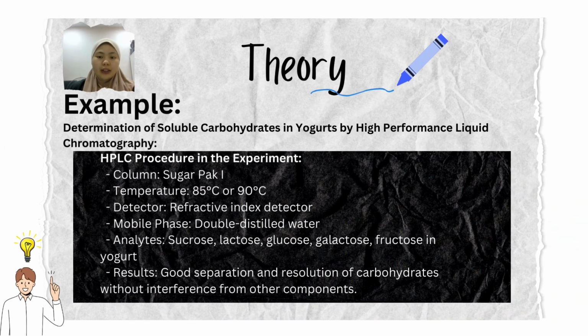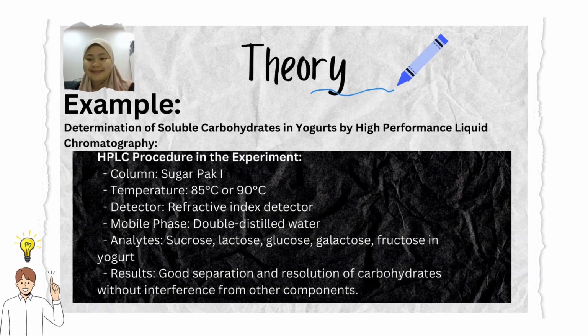For example, we can look at the determination of soluble carbohydrates in yogurts by high-performance liquid chromatography experiment. The experiment described an HPLC procedure using a Sugar-Pak 1 column at 85 or 90 degrees and a refractive index detector with double distilled water as the mobile phase, which made it possible to simultaneously identify and quantify the sucrose, lactose, glucose, galactose, and fructose present in yogurt, and it shows good separation of these carbohydrates with resolution without interference from other components.